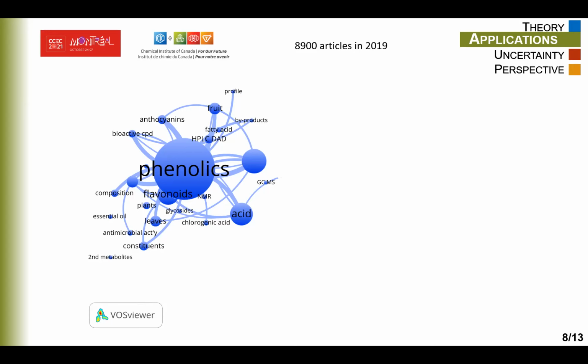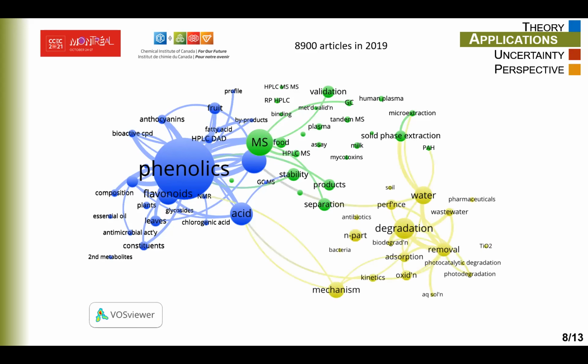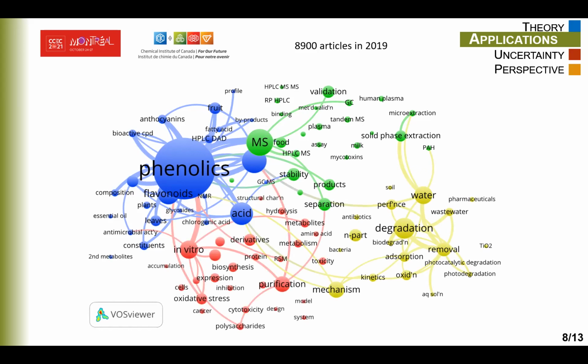We have 4 different clusters. In the first one, HPLC is used quite a lot to determine the phenolic content. Then it is also used combined with mass spectrometry. It is used for validation, stability, and in separation. It's a separation technique. In the third cluster, HPLC is mentioned in papers involving degradation and water. And eventually, we have a cluster including in vitro and purification, and also some biosynthesis and derivatives.